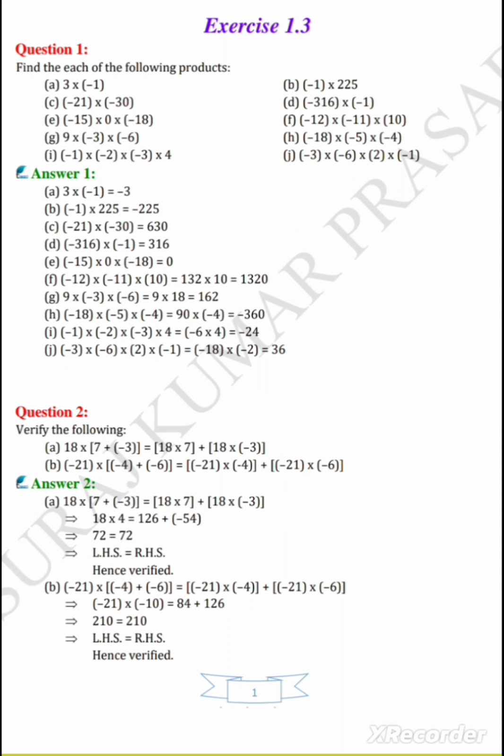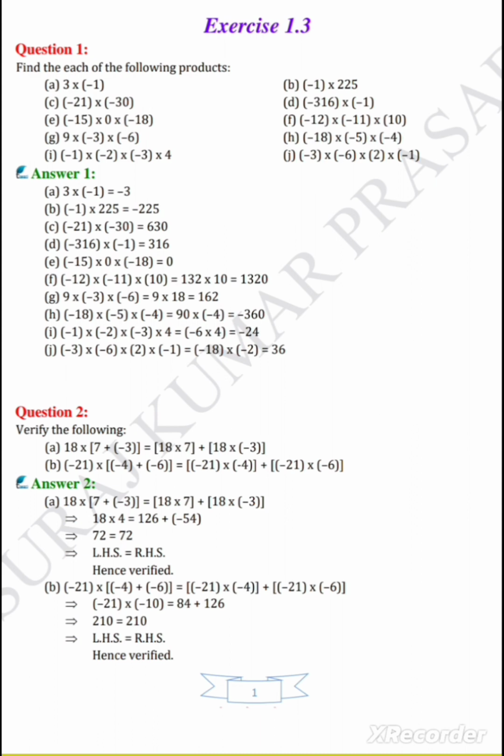Question number 2. Verify the following. A. 18 into bracket 7 plus minus 3 is equal to 18 into 7 plus 18 into minus 3. Here in this bracket, 7 and minus 3 are both given, so this 18 should be multiplied with both of the numbers. So on the right side it is given that 18 into 7 and 18 into minus 3. It is given correctly, hence we should verify that left hand side LHS is equal to 18 into 4.